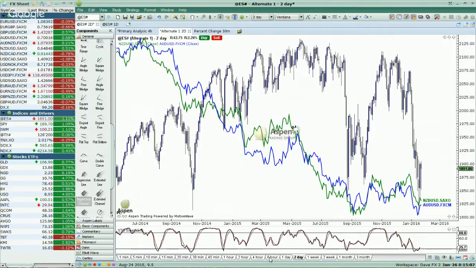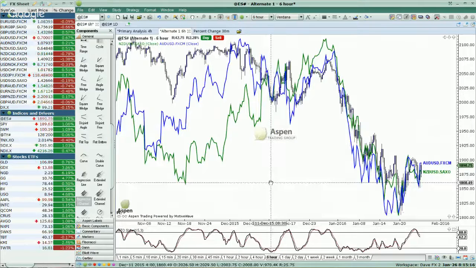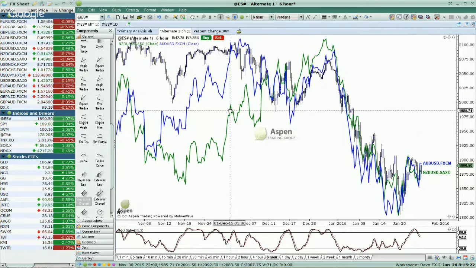See if I can get this down to a 6-hour time frame, because I want to show something a little bit more close to what we're going at here. This is perfect. We're looking at a 6-hour chart here. Again, the candlesticks are the S&P 500. The blue line is the Aussie dollar. The green line is the Kiwi dollar.